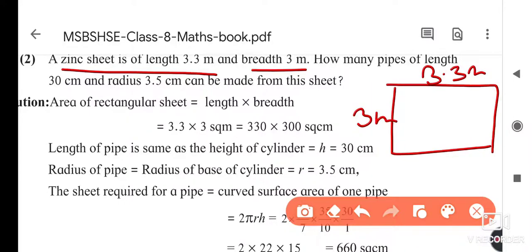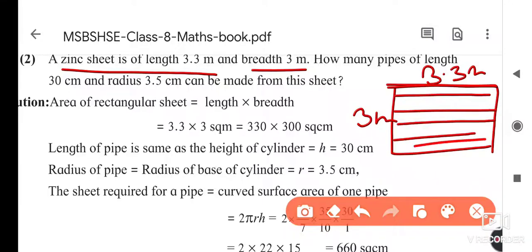How many pipes of length... From this sheet we have to make the pipes. And pipes, as you know, are hollow internally. There is an empty space internally, and only the surface area we are taking into account. So pipes of length 30 centimeter and radius 0.5 centimeter can be made from this sheet. From that sheet, how many pipes we can make, that we have to find.